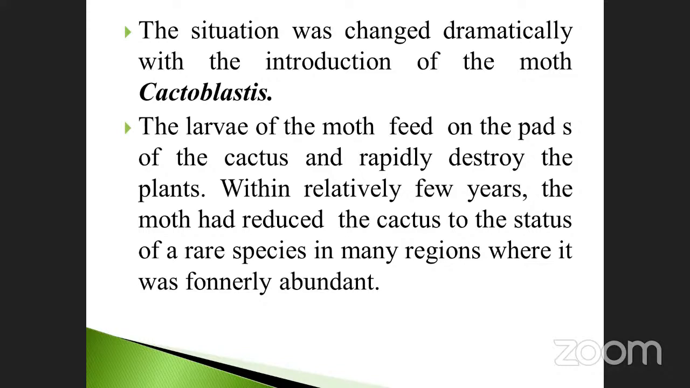So here you must note it down: predation, commensalism, amensalism, parasitism, and mutualism. That chart you must note down. Examples are also very, very important, my dear.